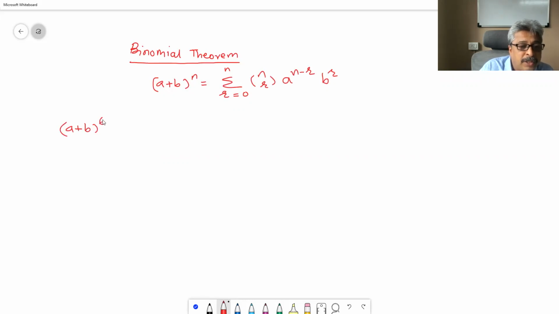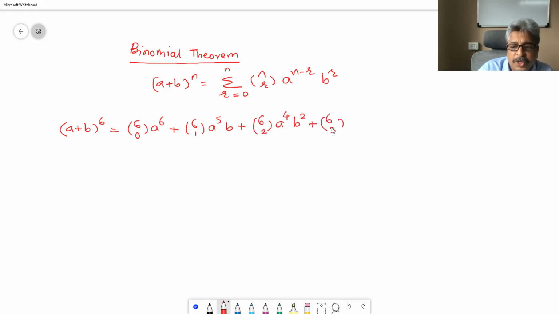raised to, say, 6. We get 6 choose 0 a raised to 6, which is a raised to 6 minus 0, plus 6 choose 1 a raised to 5 b, plus 6 choose 2 a raised to 4 b square, plus 6 choose 3 a raised to 3 b raised to 3, plus 6 choose 4 a raised to 2 b raised to 4, plus 6 choose 5 a raised to 1 b raised to 5, plus 6 choose 6 b raised to 6.